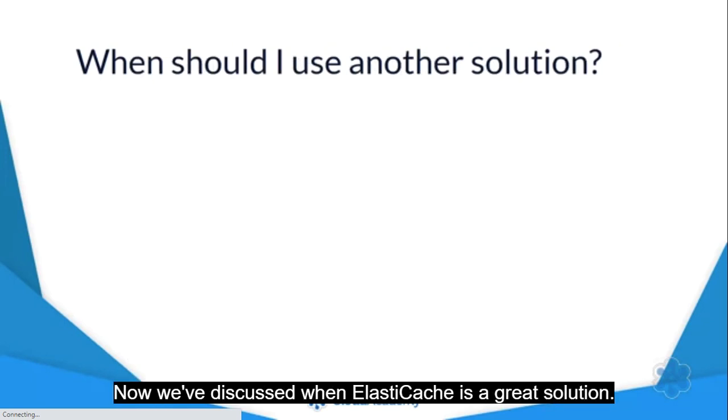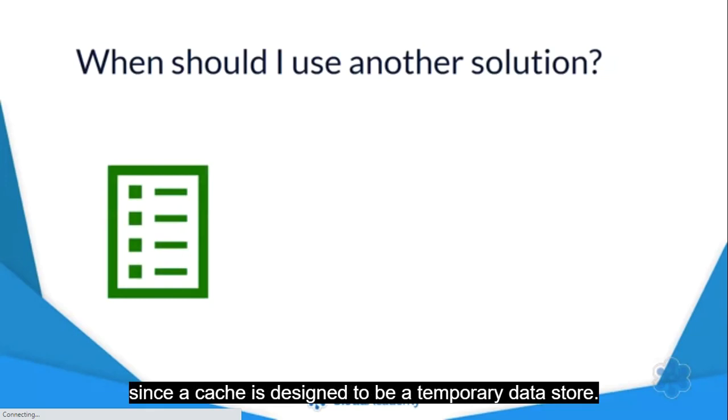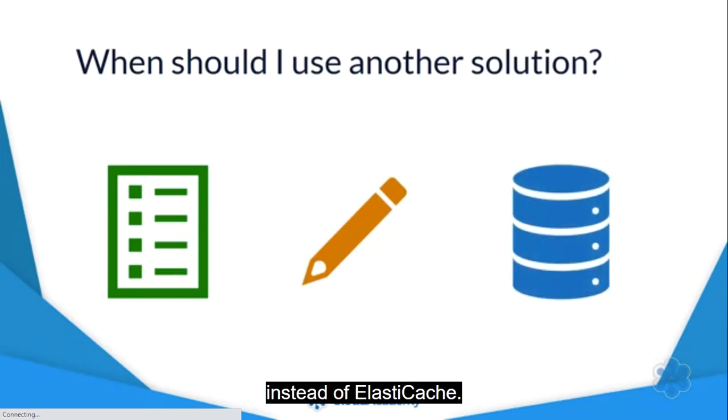Now we've discussed when ElastiCache is a great solution, but when is it best to consider using something else? ElastiCache should never be used to store your only version of data records, since a cache is designed to be a temporary data store. So, when data persistence is necessary, like when working with primary data records or when we need write performance rather than read performance, a persistent data store should be used instead of ElastiCache.